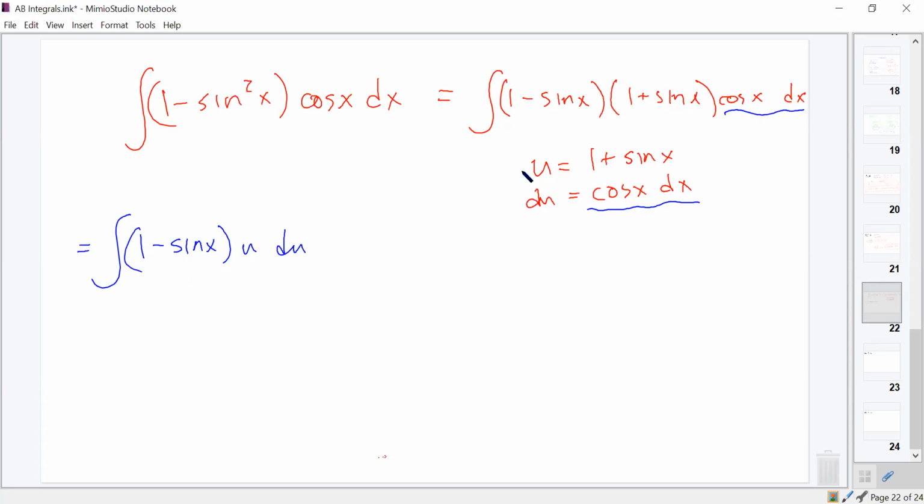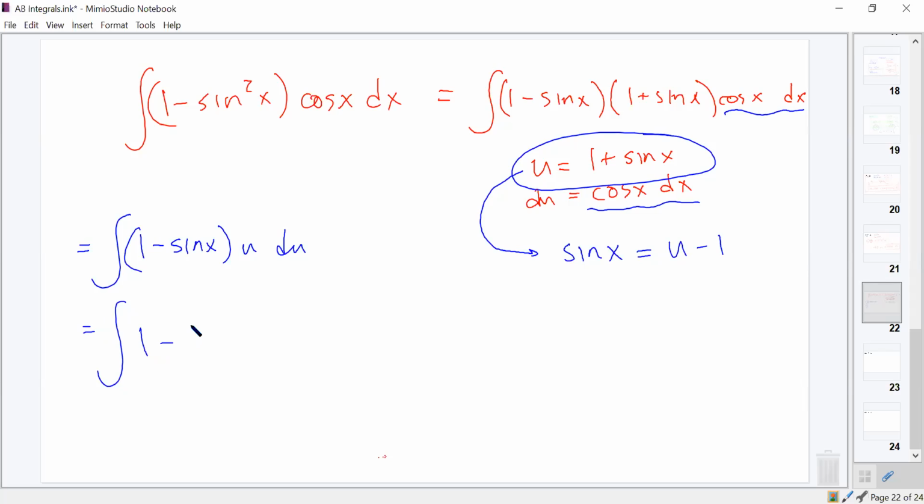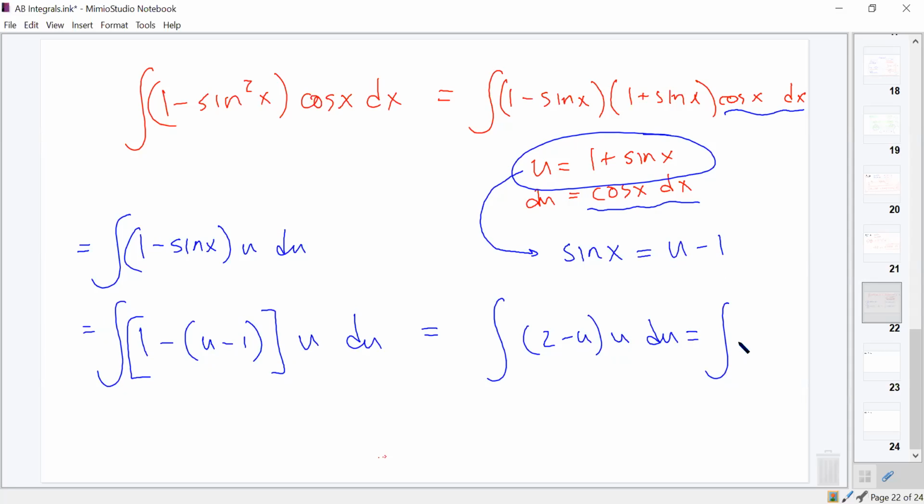Somebody's still alive. So what we can do is we can take this u equals 1 plus sine x and say, what is sine x equal to? Sine x is equal to u minus 1. And so we can go in and rewrite this integral now as 1 minus sine x, which is u minus 1, all times u du. And we should then be able to simplify that down to an integral. We have 1 minus u, and we have minus a negative 1, so that becomes a 2 minus u times u du, or an integral of 2u minus u squared du. Everybody see that we could have done that?